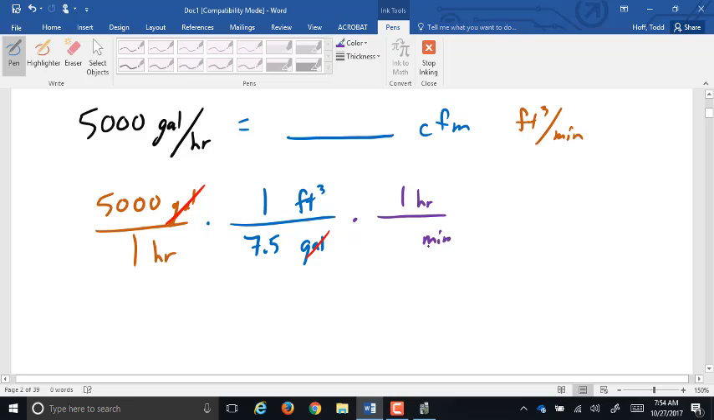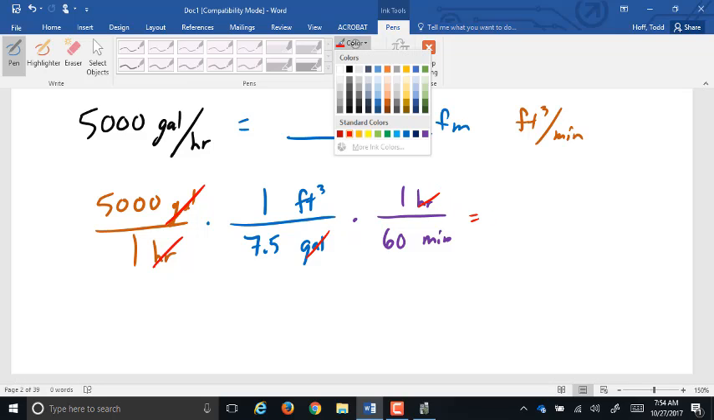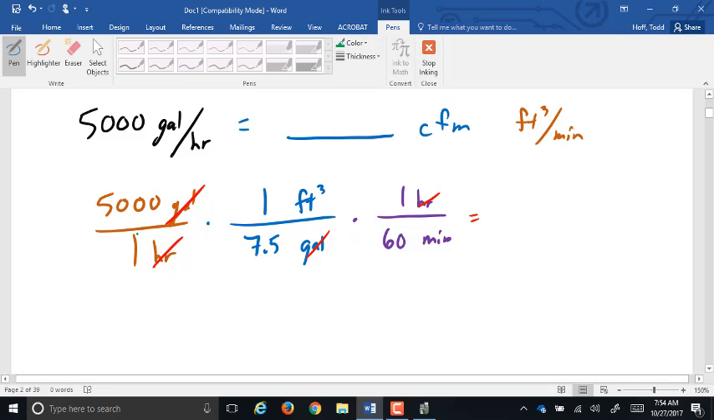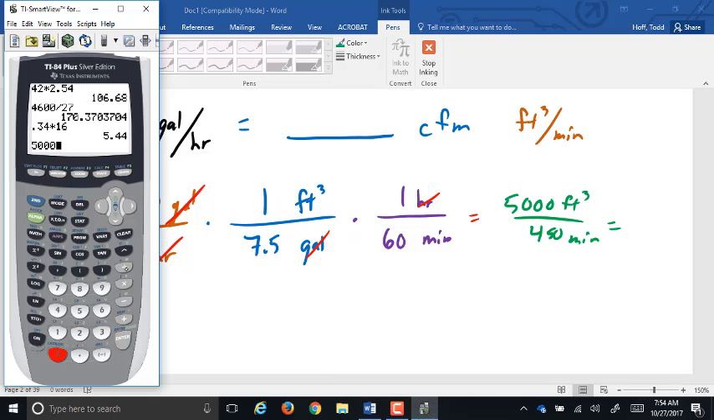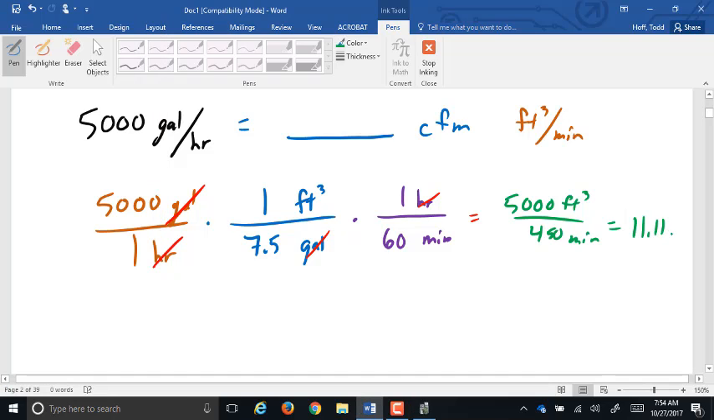And we have to get rid of hours. 1 hour is 60 minutes. So the hours are gone. So 5,000 times 1 cubic foot times 1 is 5,000 cubic feet. On bottom, we got 7.5 times 60 is what, 450 minutes. So 5,000 divided by 450 is 11.11 cubic feet per minute, which is actually pretty good. Most good pumps are between 9 and 12 CFM. So that's a pretty good rating.